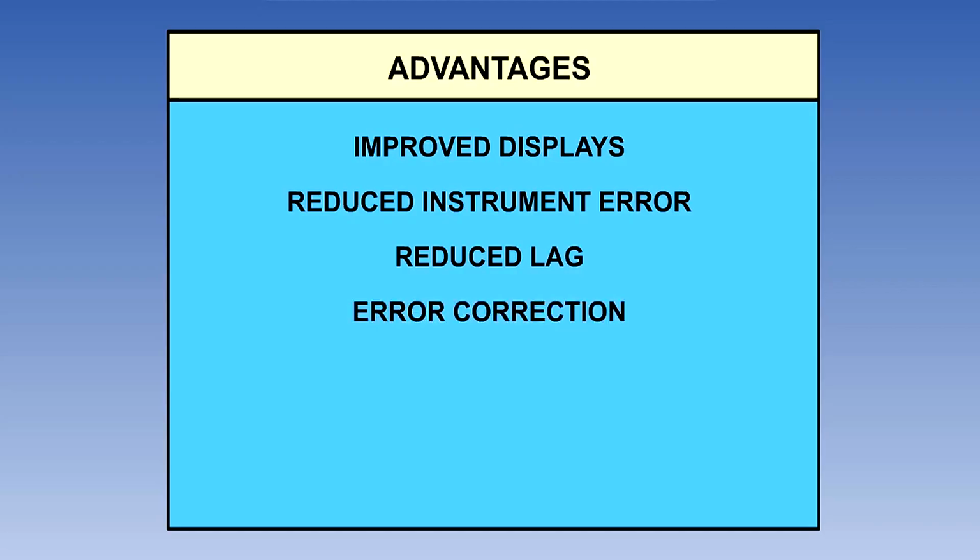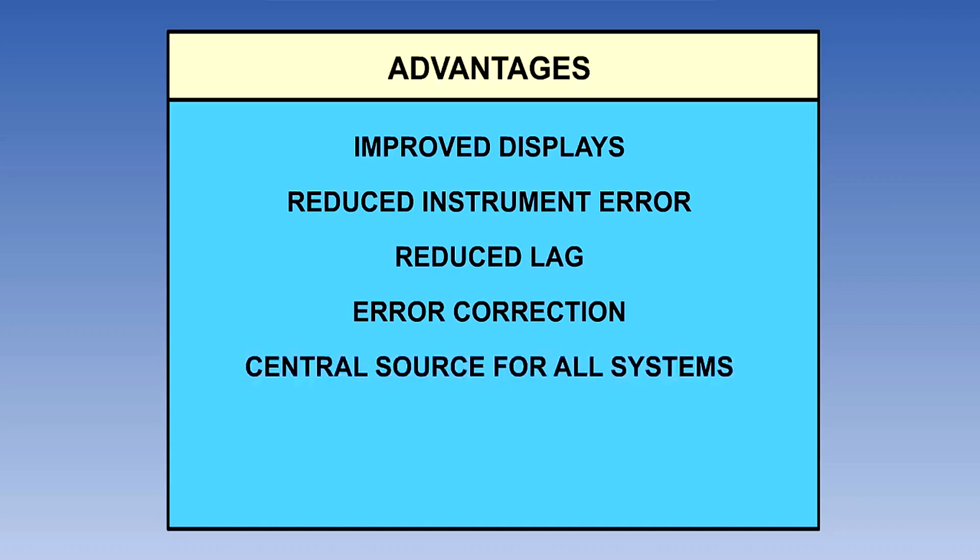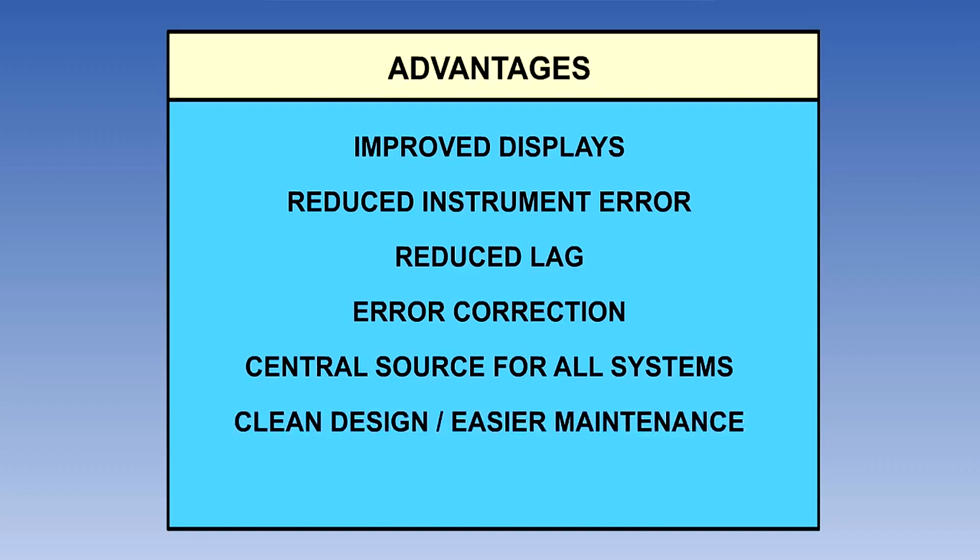Errors can be corrected. The configuration module corrects for position error and K-factor. The computer can calculate true airspeed and static air temperature. The air data computer becomes the central source for all systems using air data. We get a cleaner design.